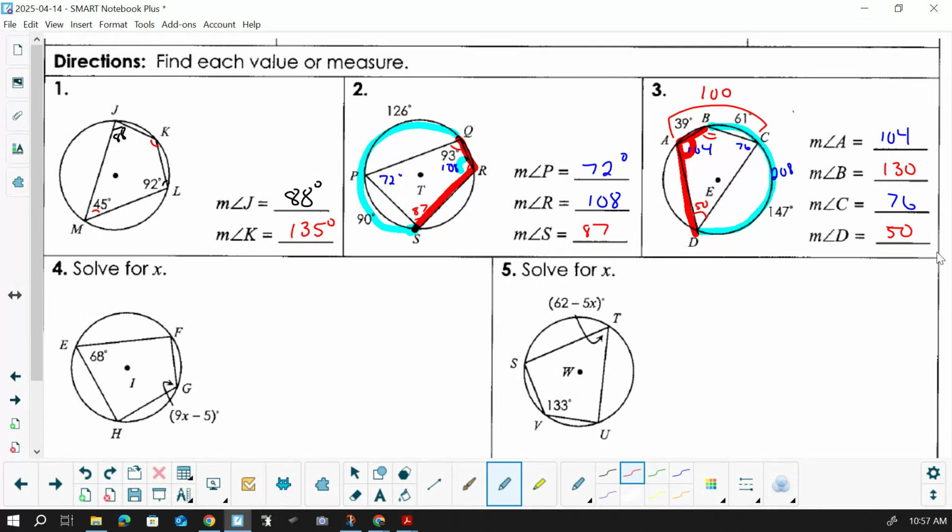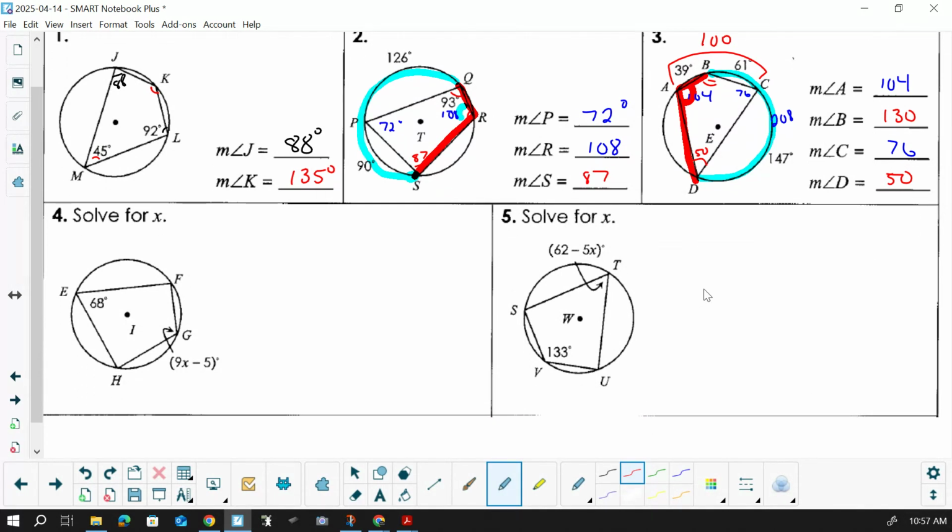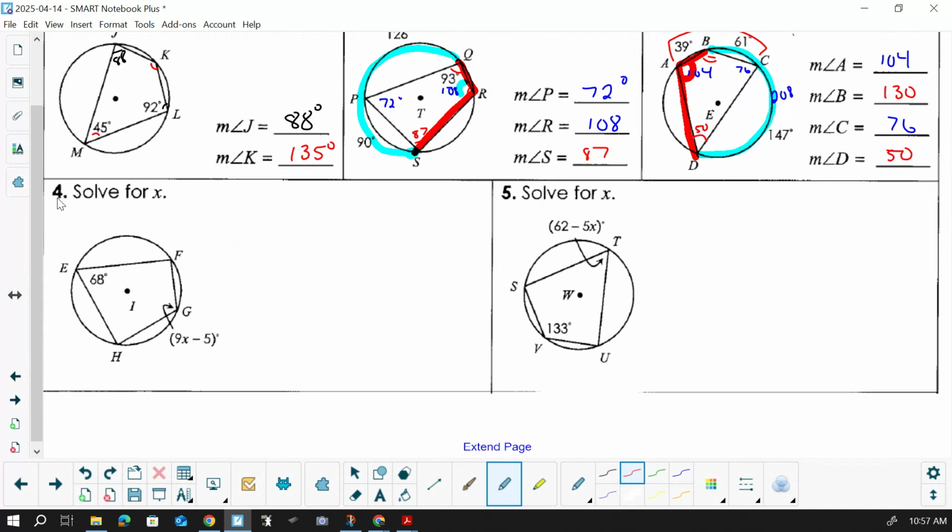Okay. Let's do number 4 and 5. Angles opposite to each other add up to 180. So I'm going to go 9x minus 5, and I'm going to do the 68. But instead of saying they're equal to each other, I know that together they make 180. So that's how we're going to set this up.